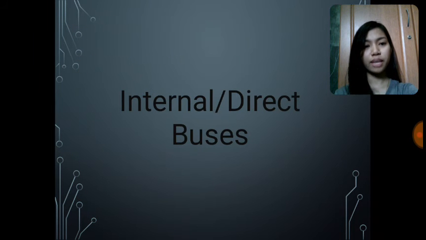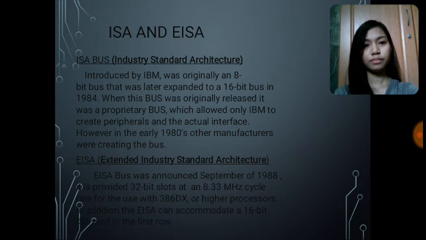The internal direct buses. The ISA and EISA. The ISA bus or Industry Standard Architecture, introduced by IBM, was originally an 8-bit bus that was later expanded to a 16-bit bus in 1984. The EISA or Extended Industry Standard Architecture was announced in September of 1988.